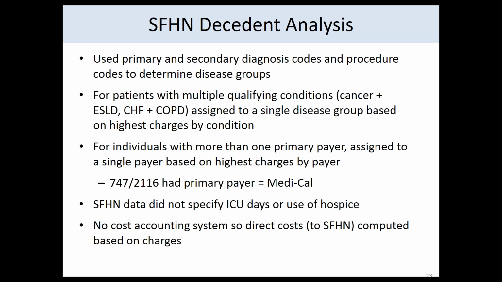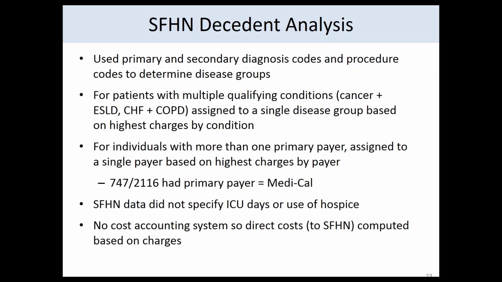We use primary and secondary diagnosis codes and procedure codes to determine which disease group patients would be put into. And for patients with multiple qualifying conditions, so cancer and end-stage liver disease, or CHF and COPD, we assign those patients to a single disease group based on the condition that was associated with the highest amount of charges. So if you had $40,000 of charges for your CHF and only $3,000 for your COPD, you got called a CHF patient. For individuals with more than one primary payer, and there were plenty of those, you were assigned to the payer associated with the highest charges. So if most of your charges were associated with, say, Medicare as a primary payer, but you had a few pop up that were associated with Medi-Cal, you would be assigned as a Medicare primary payer.